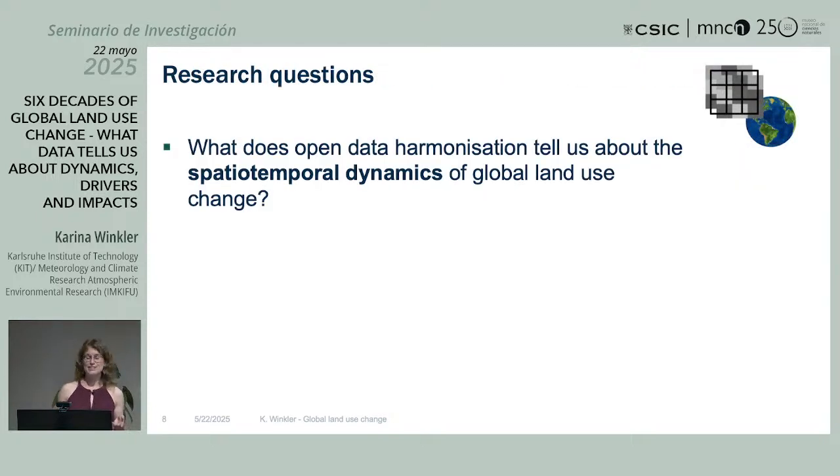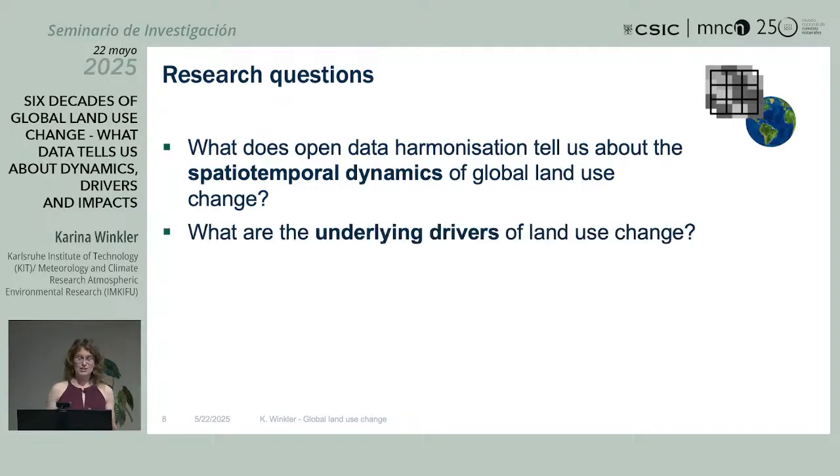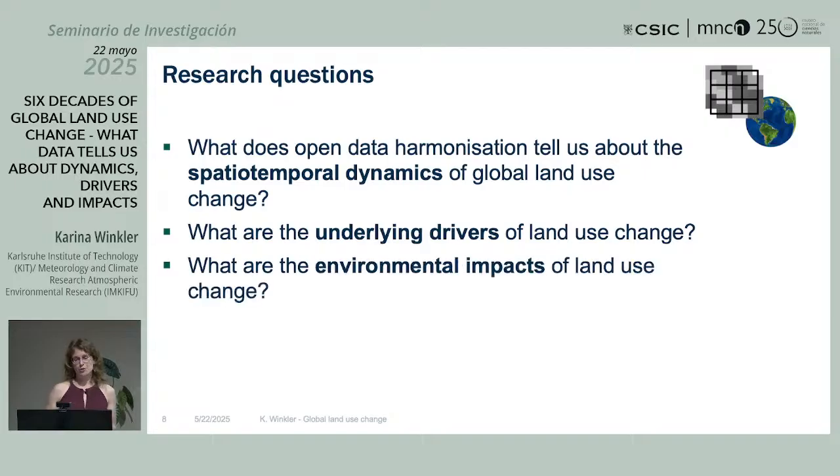So we're going to deal with three main research questions today. First one is, when and where did land use change happen on a global scale? So talking about the spatiotemporal dynamics. Then we're touching upon the underlying drivers of land use change. And of course, talking a bit about what the impacts of land use change are. Maybe not all questions are properly answered with the data set, but it's just showing a little bit of what is possible when you use different kinds of data.